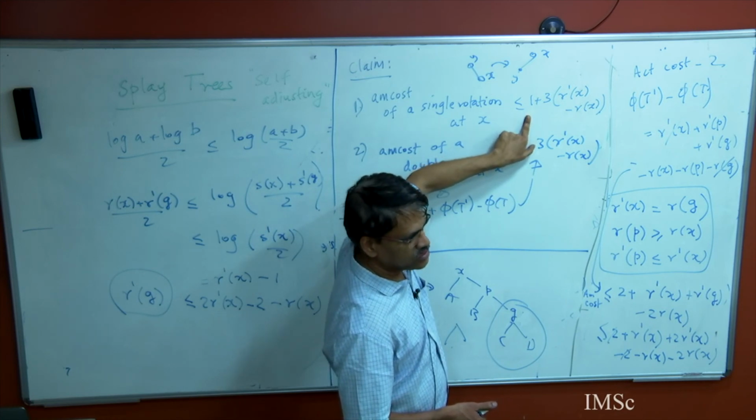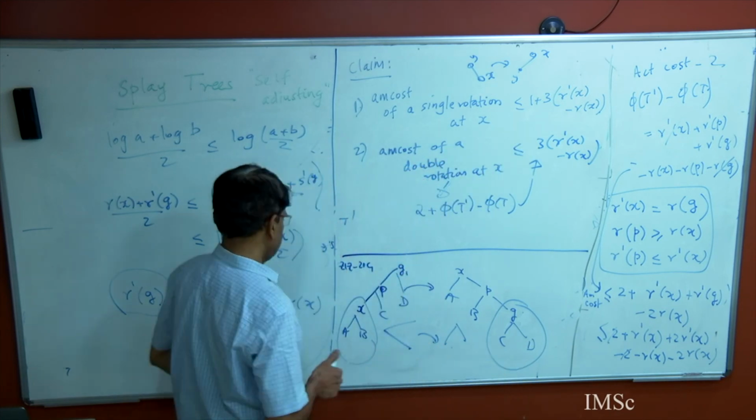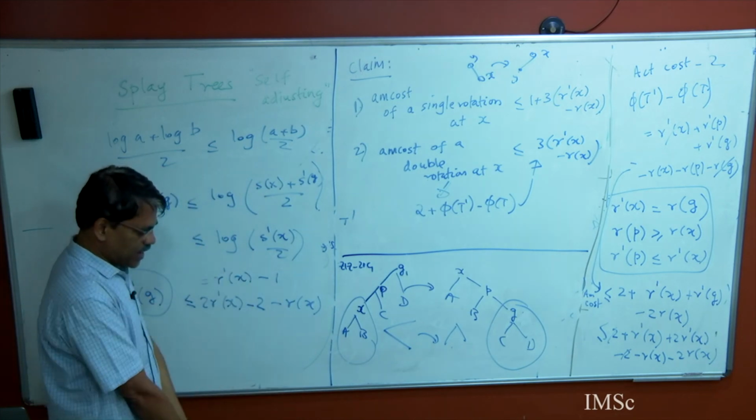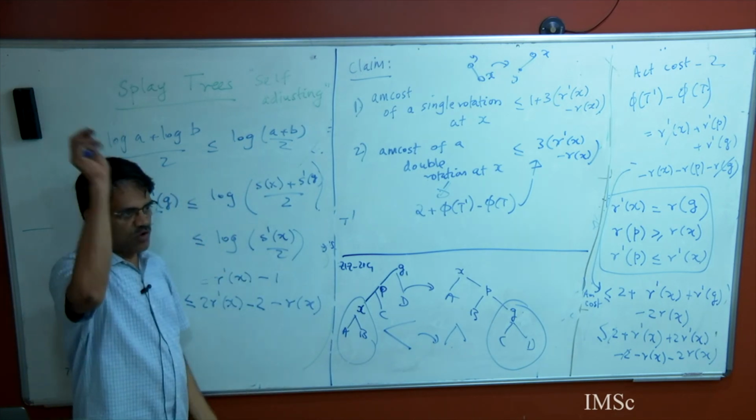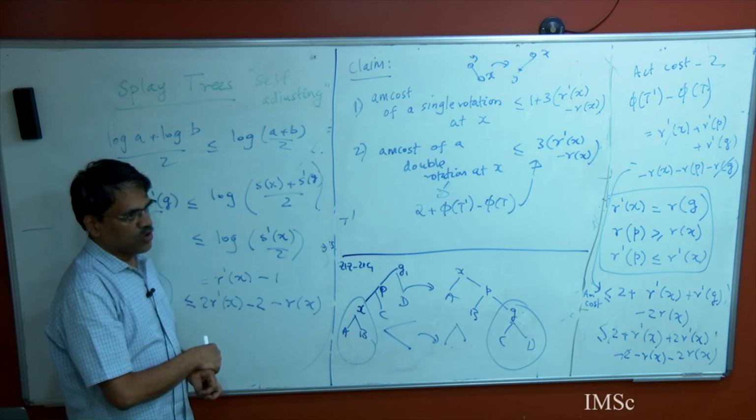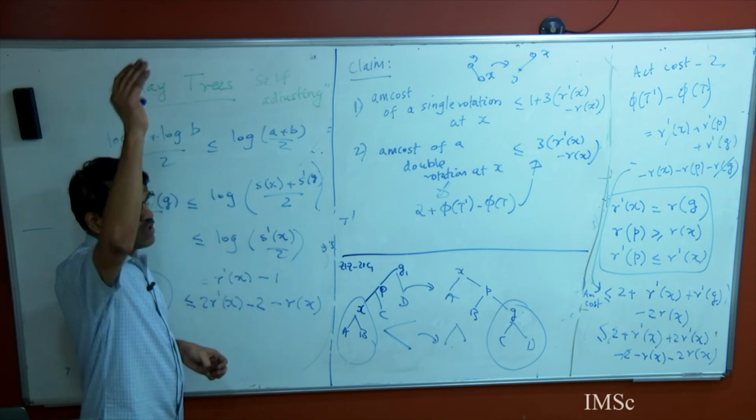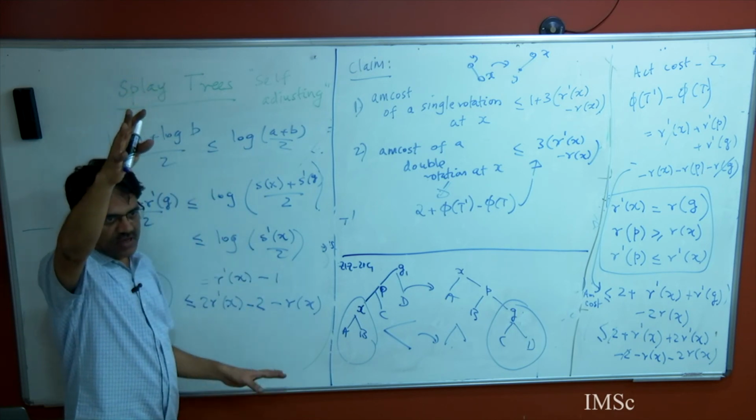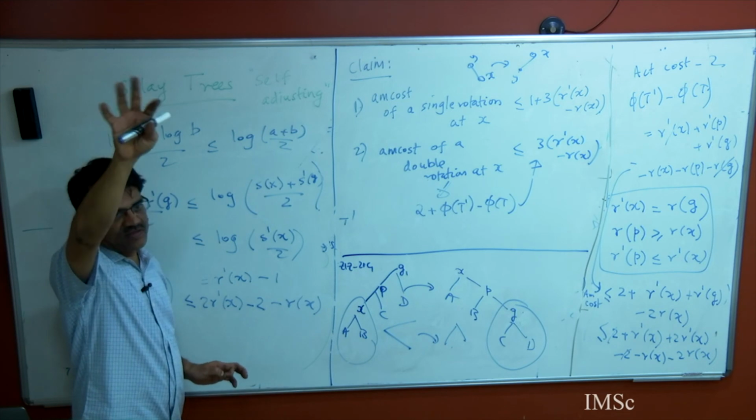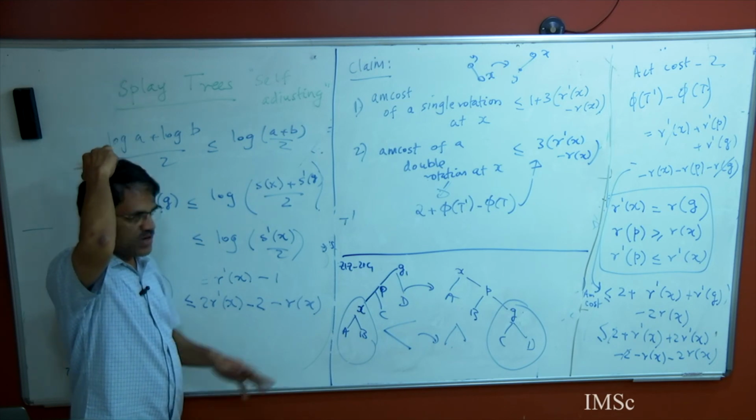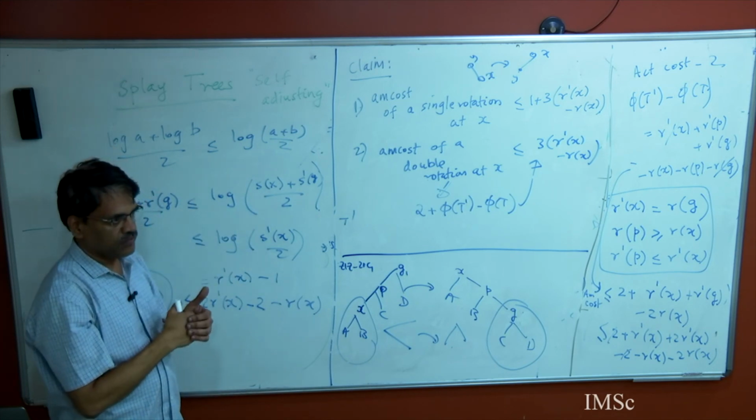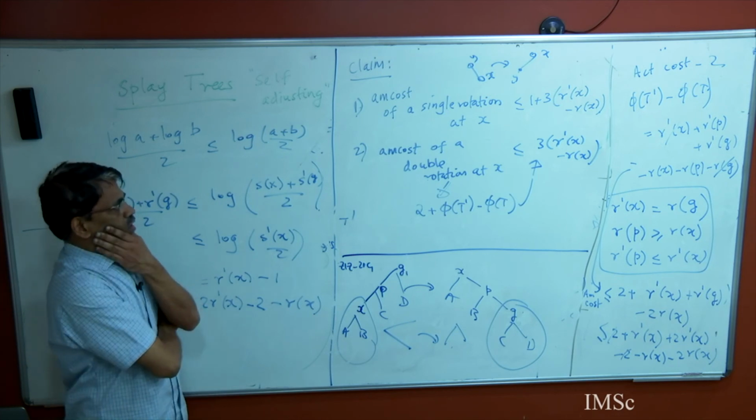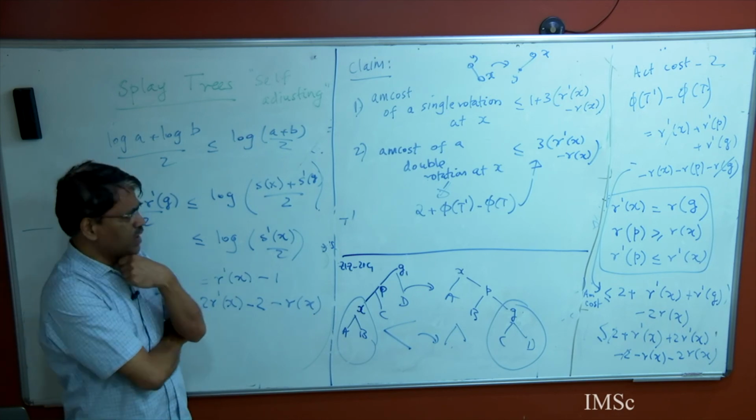Okay. So that overall shows that if I am splaying at a node x, the amortized cost is order log n. Because basically, it's r prime x at the end minus r of x, but r prime x is log n, 3 times.